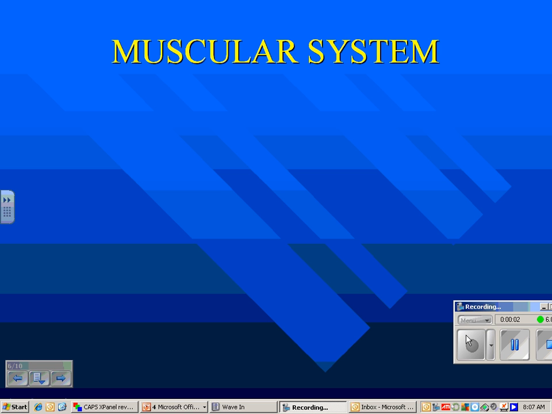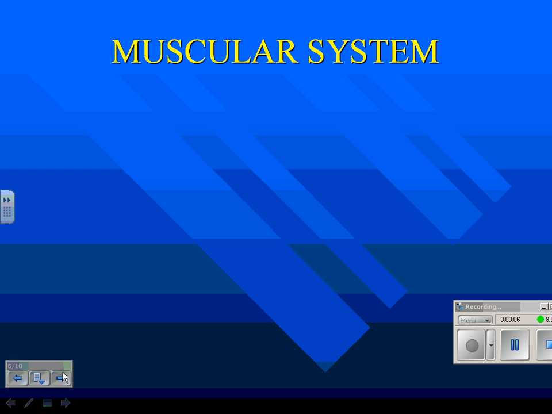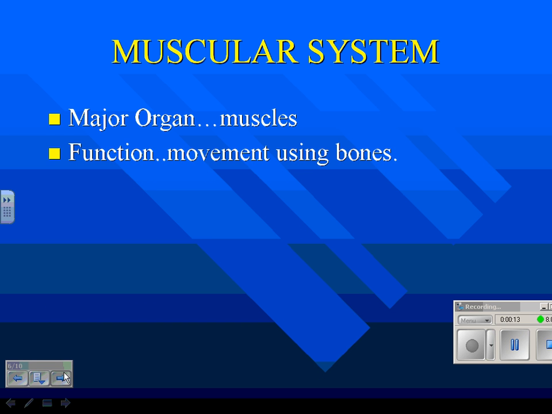The next system of the body to discuss is the muscular system. We talk about this in relationship to bones. The major organ of the muscular system is, of course, muscles, even though they're technically not an organ. The function of the muscular system is movement. Muscles are used to move things. And we're going to talk about different types of muscles here in a second that are used to move different types of things. I put using bones, but I guess not all muscles move bones, as we'll see.